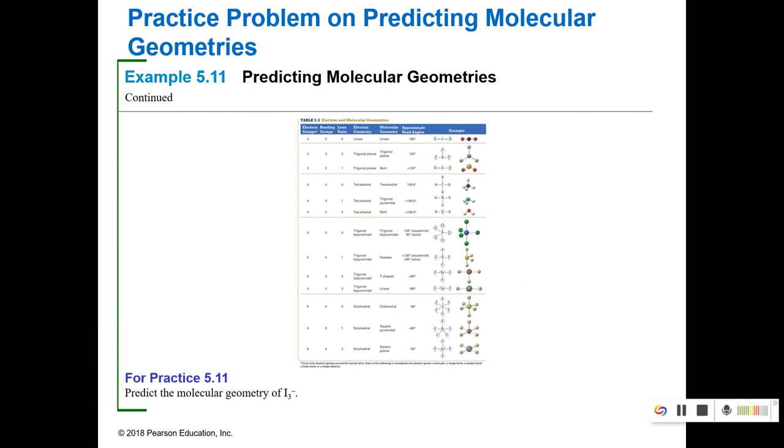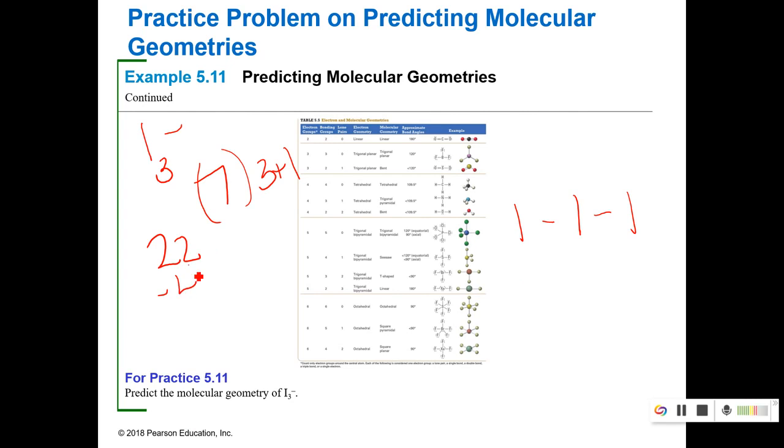Okay, one more. I3 minus. So that's 7 times 3, 21 plus 1 is 22. Okay, so I'm going to do I, minus 4 is 18. 6 can go on the outside each. That's 12. And I've got 6 more.